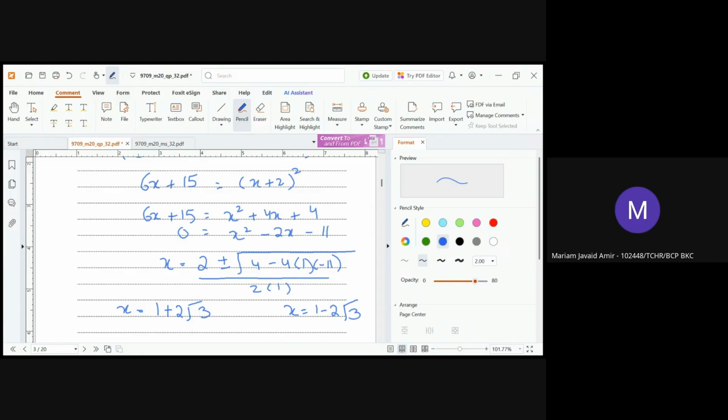Now, since this is a question on log, it's highly likely one of these answers would not be accepted. Let me check this one. Is this a negative value? 1 minus 2 square root of 3. Yes, it is a negative value. It gives us x equals negative 2.4.